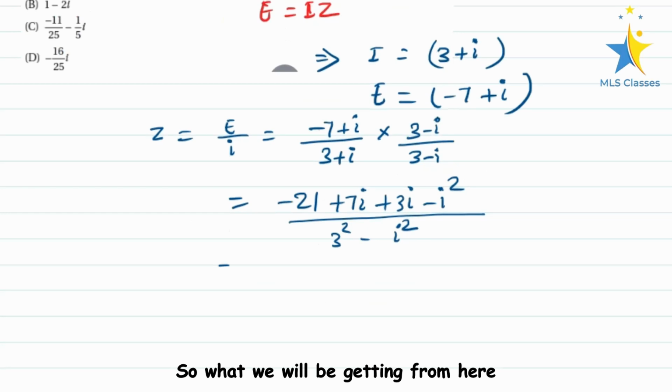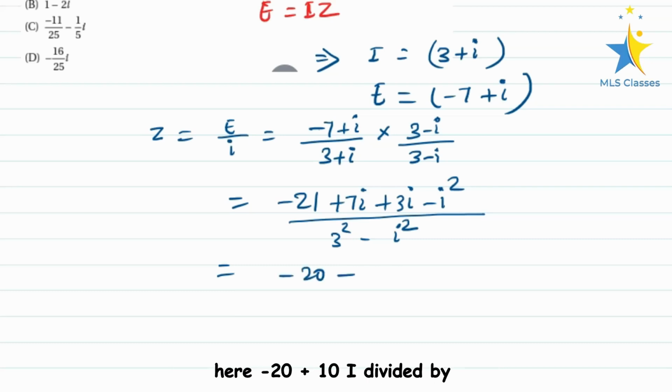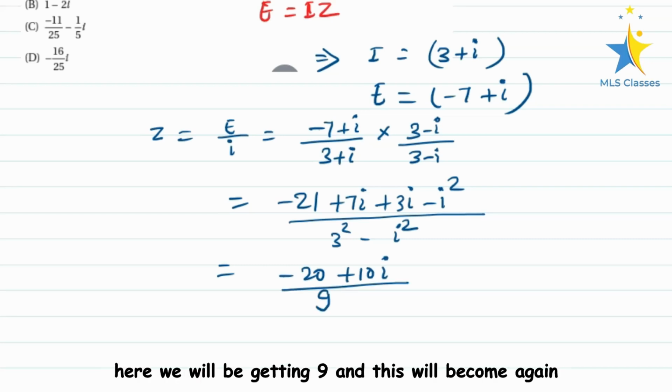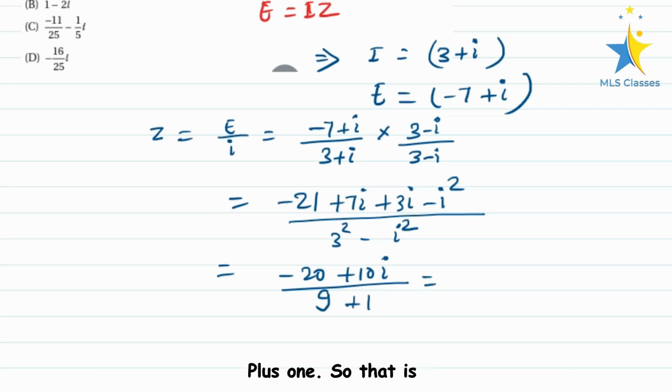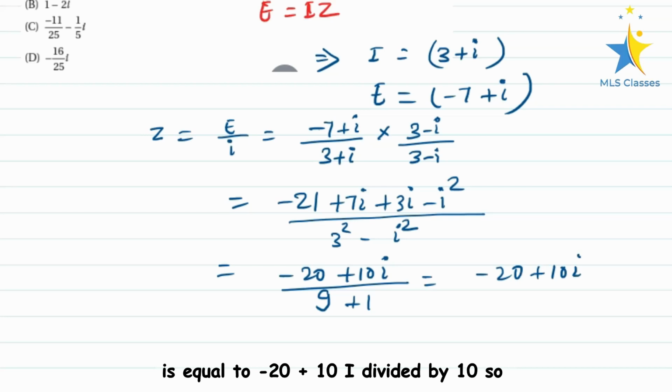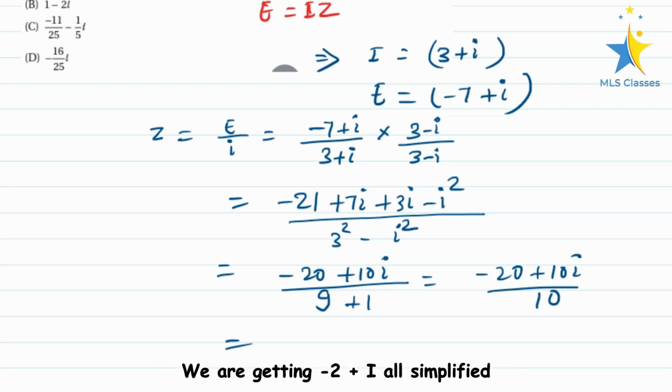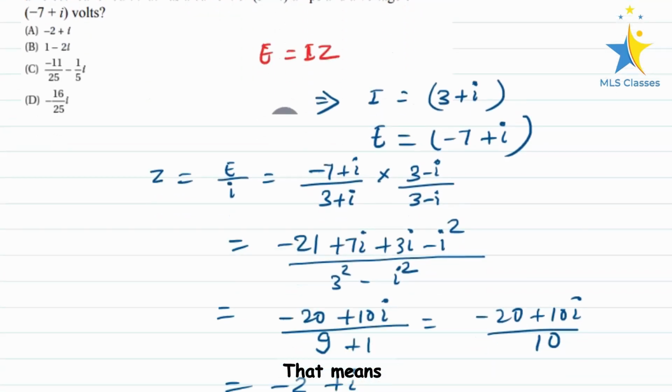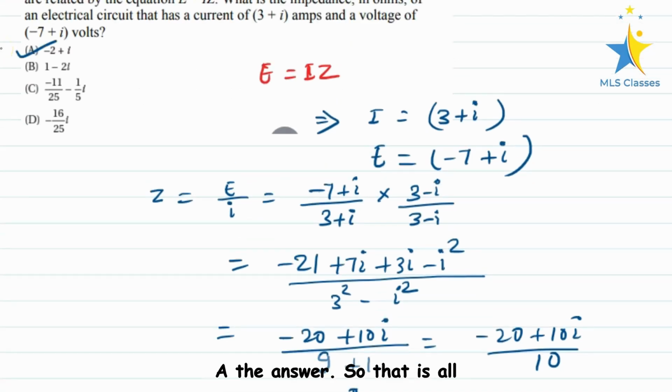So what we will be getting from here? Negative 21, and this will become plus 1 because i squared is negative 1 and one negative sign is already there. So we get negative 20 plus 10i divided by, here we will be getting 9, and this will become again plus 1. So that is equal to (-20 + 10i) divided by 10. So we are getting negative 2 plus i, on simplifying. That means option A is the answer.